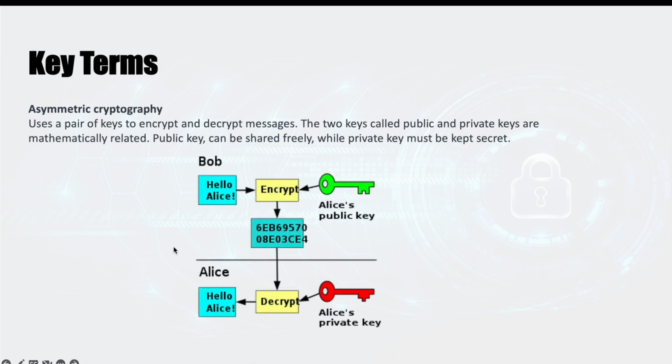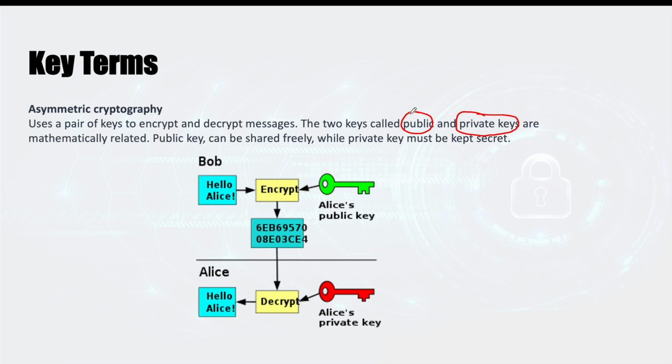So basically this is a key pair. So we have a public key and a private key. Anything which is encrypted with the public key can be decrypted using the private key. And if it is encrypted using a private key, it can be decrypted using a public key. Okay, so they are mathematically related.